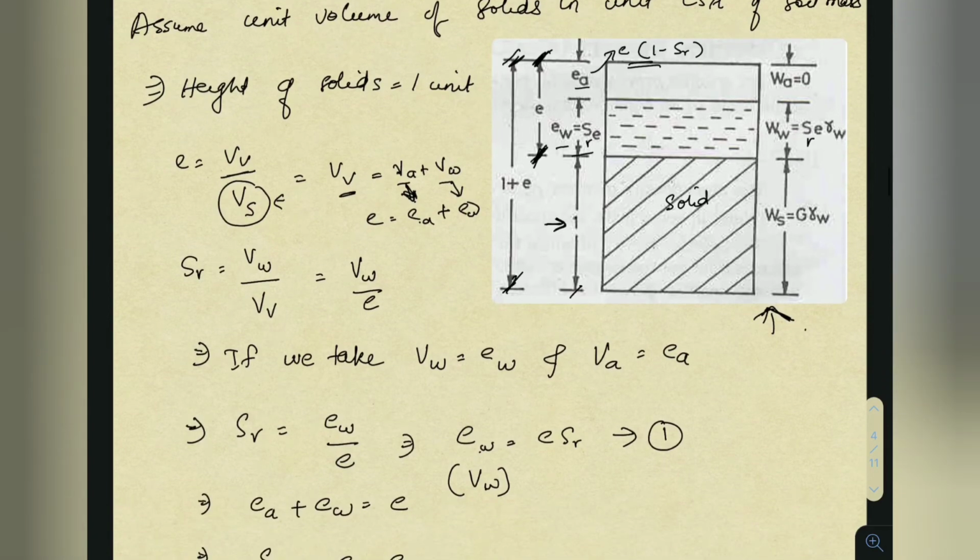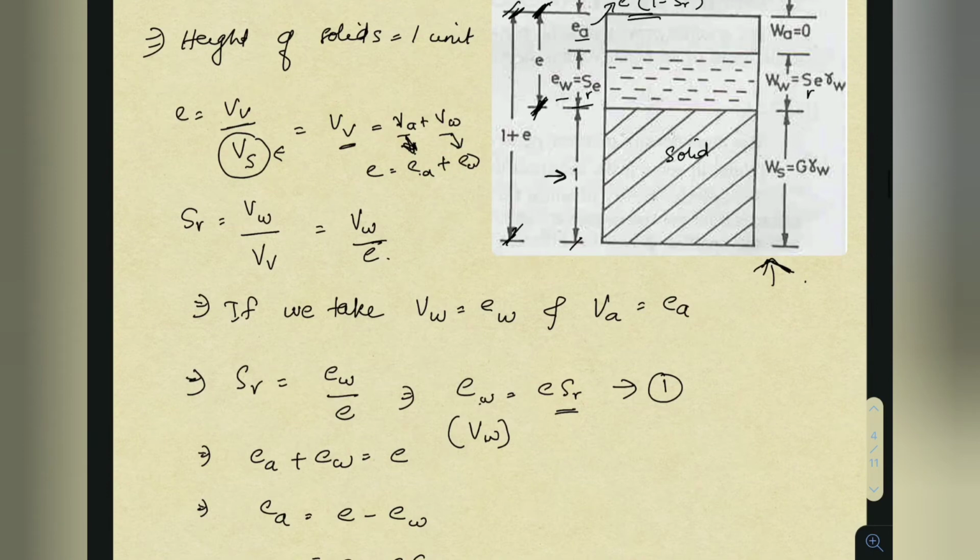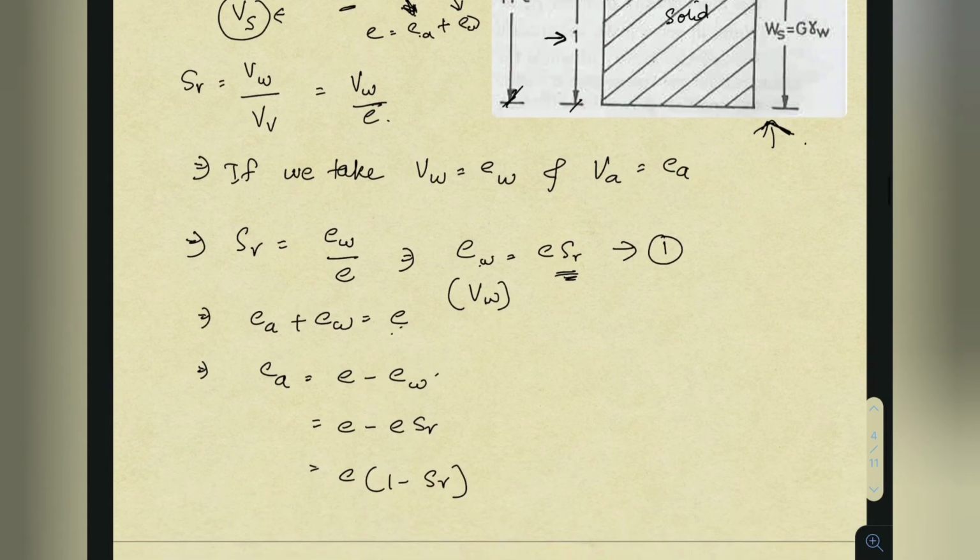So Sr is equal to Vw by Vv, that is volume of water by volume of voids. Volume of voids we know that is e. So we will have Vw is equal to e Sr. So if Vw or ew is equal to e Sr, then ea is equal to e minus ew. So e Sr, if you substitute here in terms of ew, we will have ea is equal to e into 1 minus Sr.